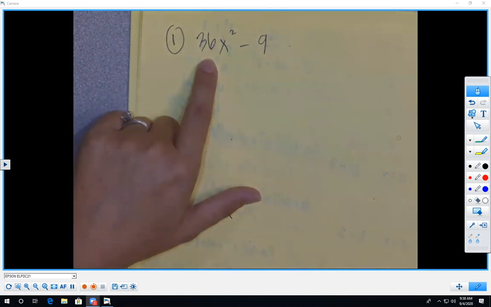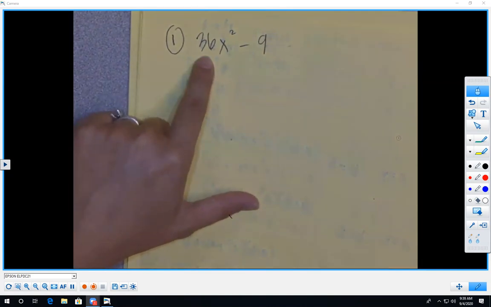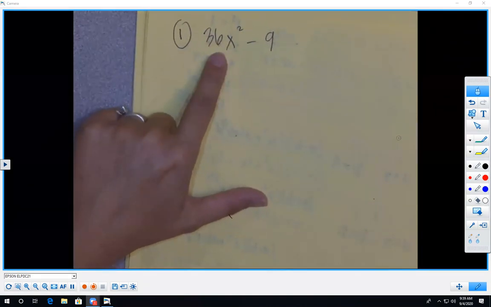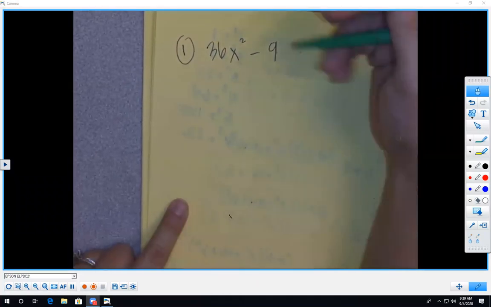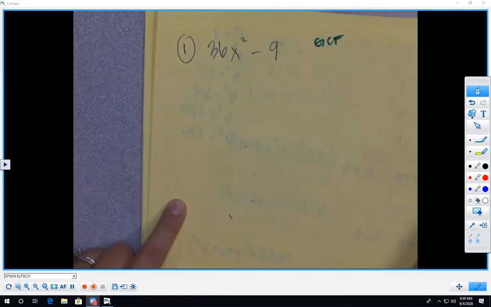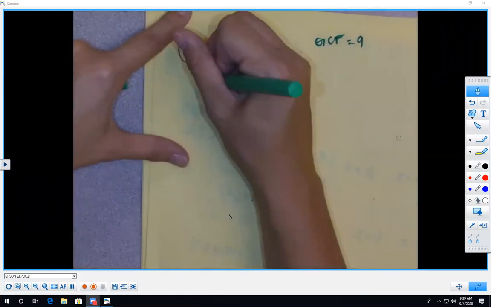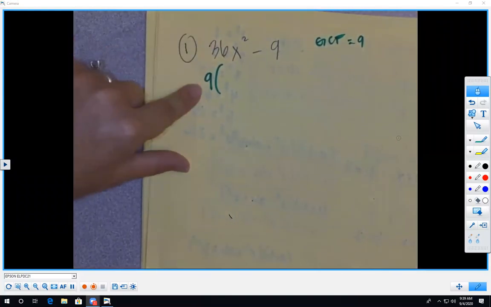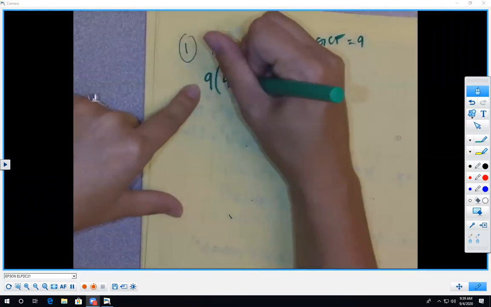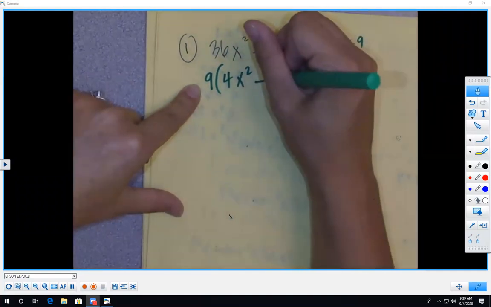36 is 12 times 3. But wait, can you do 9? It has a 9 in common too, right? 36 is 4 times 9. So the first thing we do for every problem is check for a GCF. We do have a GCF here. It is 9, so let's take it out. When I pull out a 9, 36x squared divided by 9 is what? 4x squared. And 9 divided by 9 is 1.